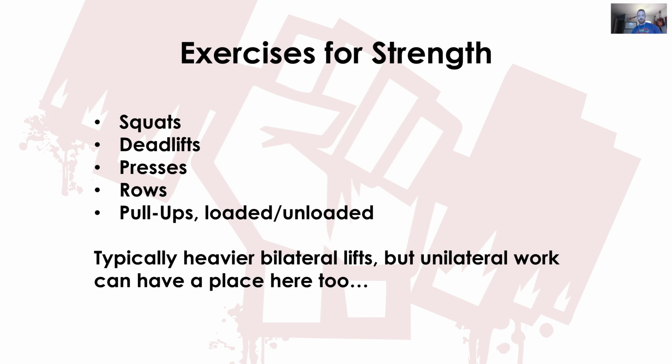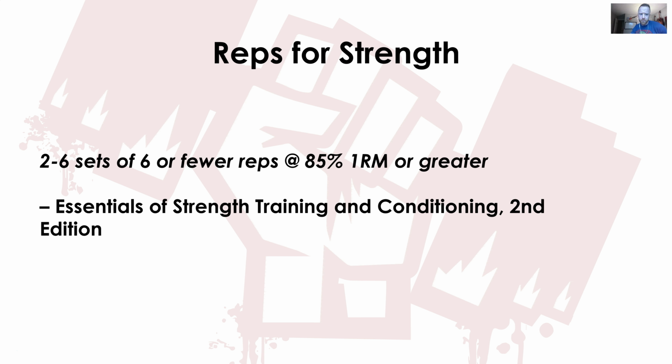I could have very easily thrown in, like it says, unilateral work can have a place here too. Very easily could throw in split squats, rear foot elevated split squats, single arm presses, single arm overhead press, heavy single arm dumbbell rows. There's a million variations that I could have thrown in, but intent, right? Intent. Reps for strength. According to the NSCA, 2 to 6 sets of 6 or fewer reps at 85% of 1 rep max or greater.